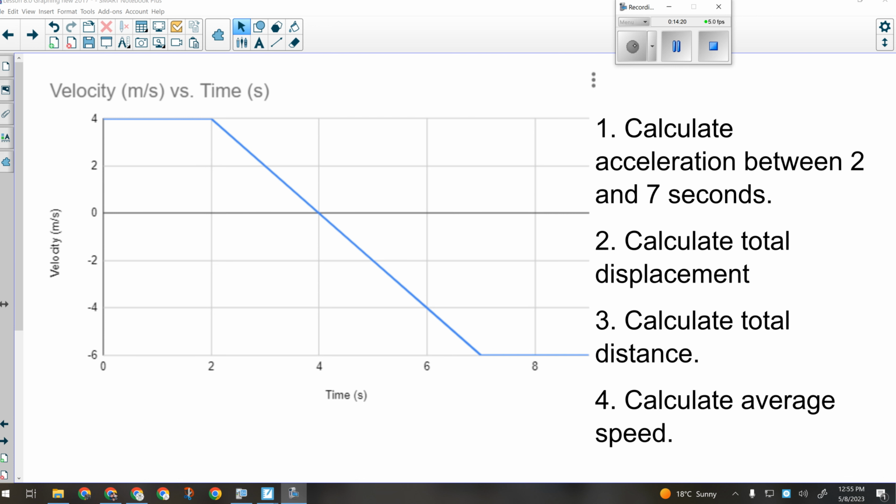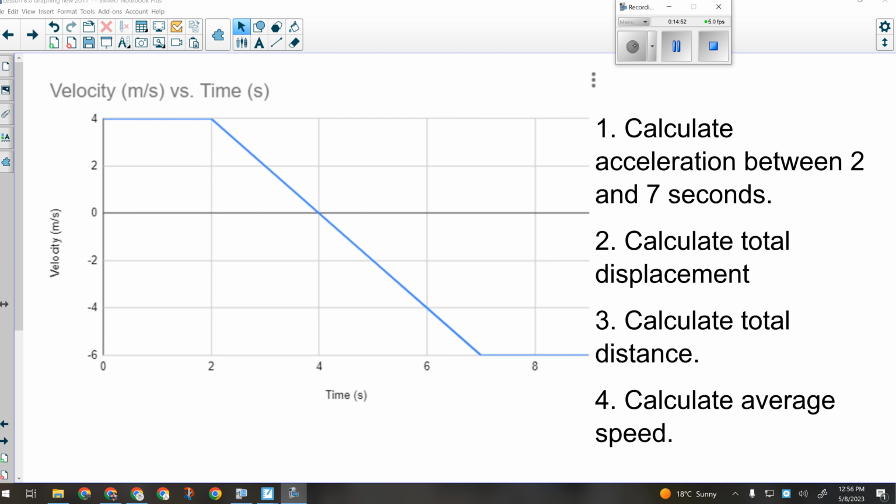Okay, so the one you got on the board here is much more like you would get on a quiz or a test. There's not nearly as many little sections to do. Identifying things is a bit easier on this one. You've got a velocity versus time graph, same as the one we were just working on. I want you to calculate the acceleration between 2 and 7 seconds, the total displacement over the 9-second trip, the total distance over the 9-second trip, and the average speed over the whole trip.